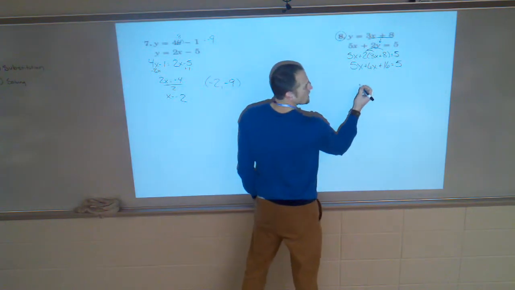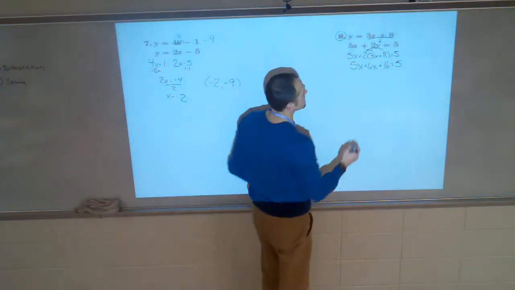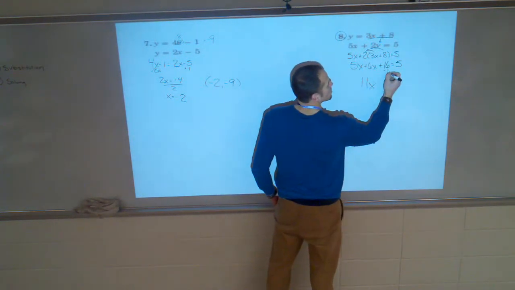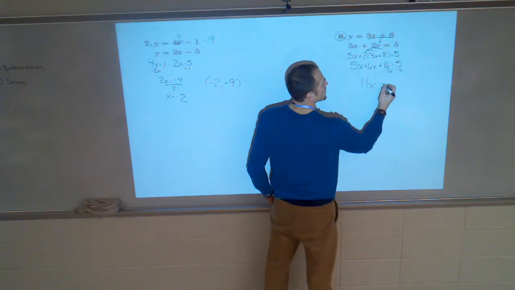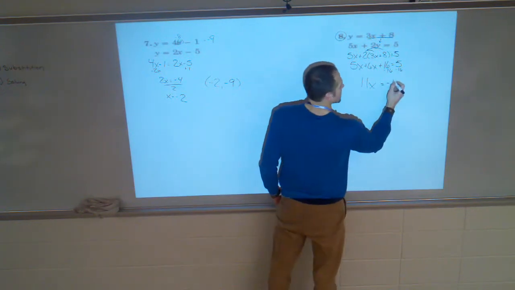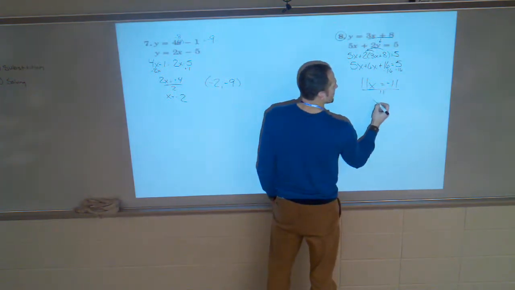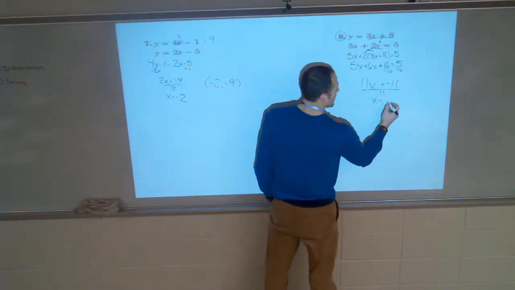This is going to be what? Tiffany, 5x plus 6x? 11x. Danielle, subtract 16 from both sides. What do I get? Negative 11. And Caleb, negative 11 divided by 11, x equals negative 1.